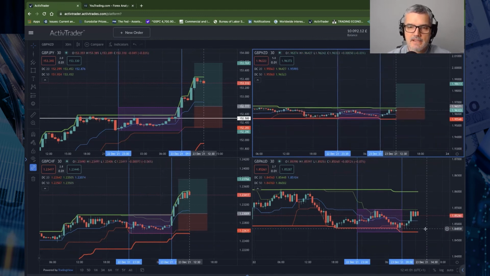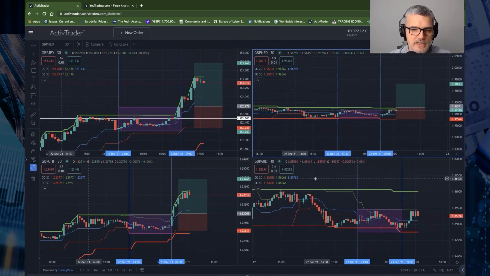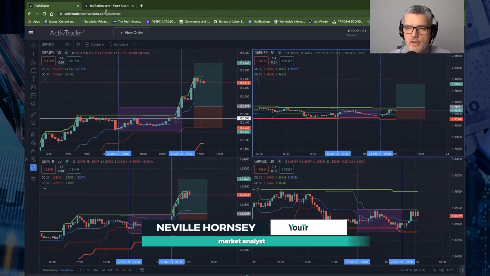All right, I hope that makes sense. That's the London breakout strategy. I use it across these 4 pairs because they basically signify risk on, risk off, and the sentiment indicator and the YouTrading.com Forex heat map can keep you on the right side as long as you follow the trend as well.